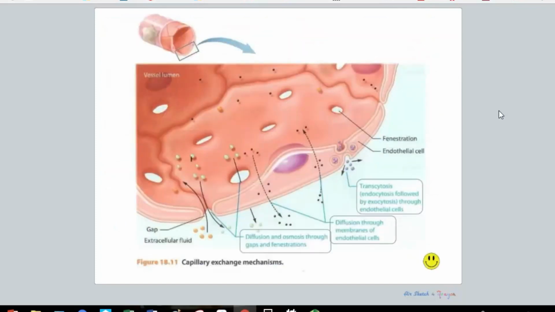And then this is a close-up. These are some different capillary exchange mechanisms. So they can diffuse through these gaps, through these fenestrations. They can be transported over, all sorts of different types of things.